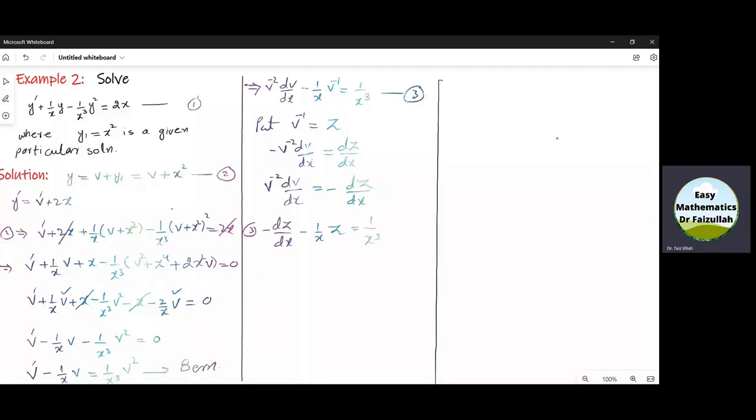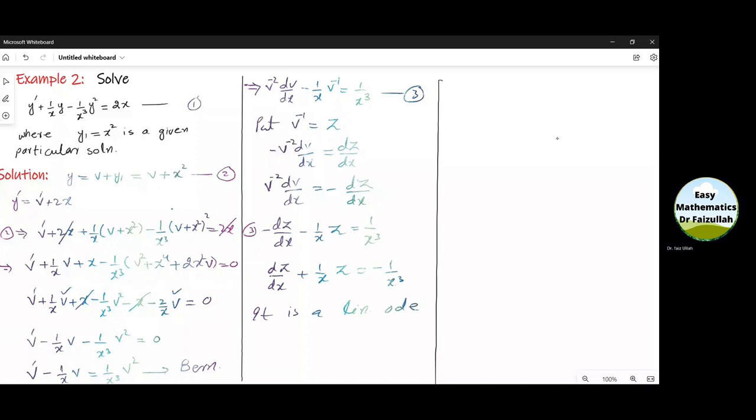Let us multiply both sides with minus 1. So we have dz over dx plus 1 over x z is equal to minus 1 over x cube. And we can see that it is a linear ordinary differential equation. To solve a linear ordinary differential equation, we find the integrating factor, which is equal to e power integral of p of x dx, but p of x here is 1 over x. So from this we can get e power ln x, which can give us x. Ln will cancel with e.